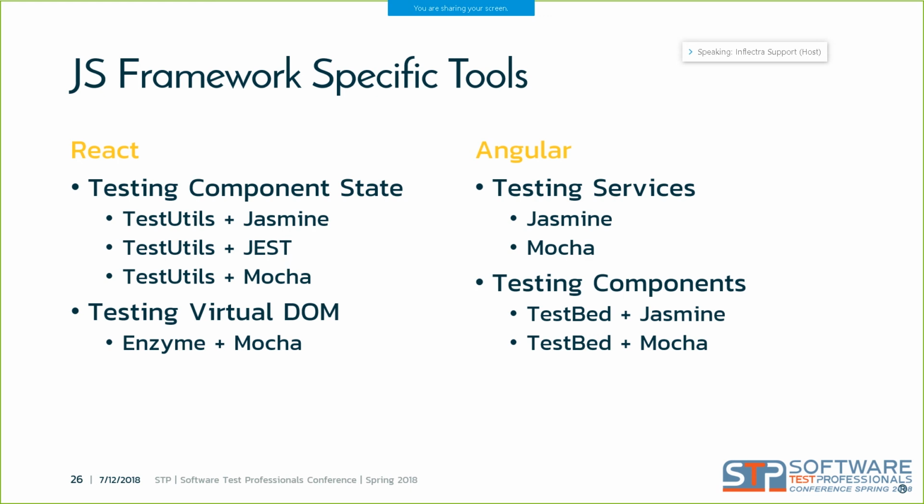And then when you're looking at the framework-specific tools, I've put these into the two different frameworks because they are very different. So if you are using React and you want to test the component state, then the tools that we've come across that people say are good and we've used ourselves would be testutils as the framework, and then the different runners you can use would be Jasmine, Jest, or Mocha.